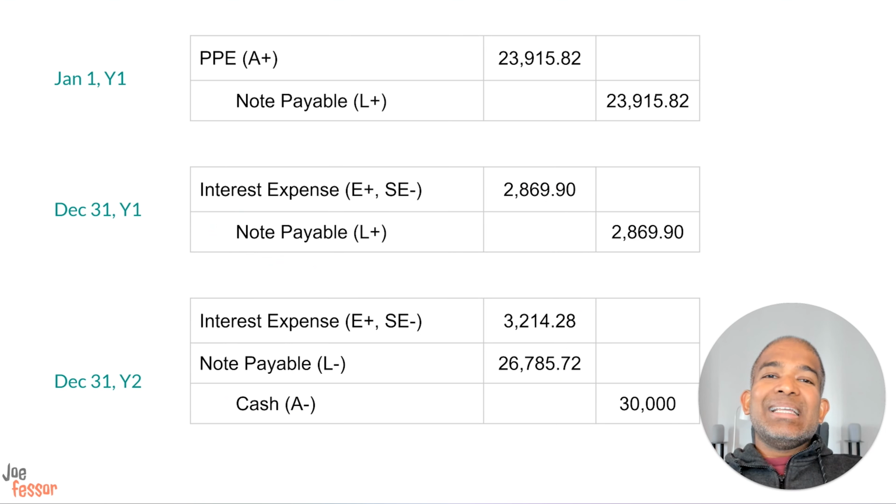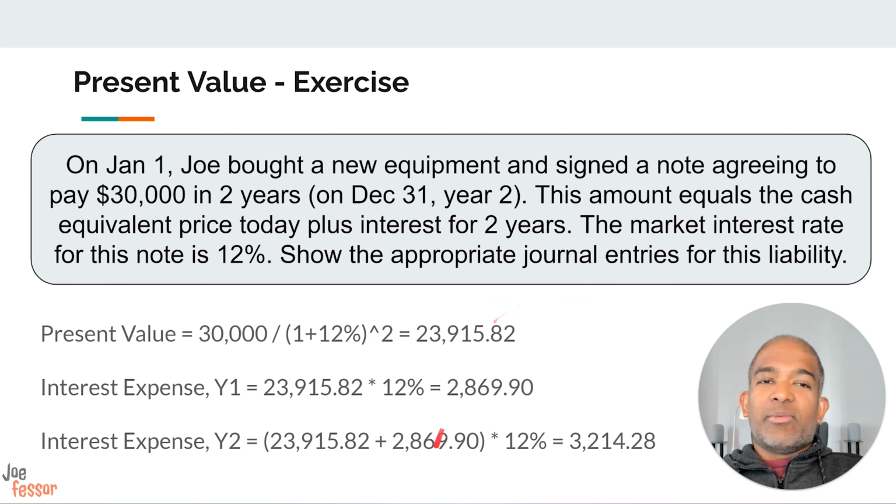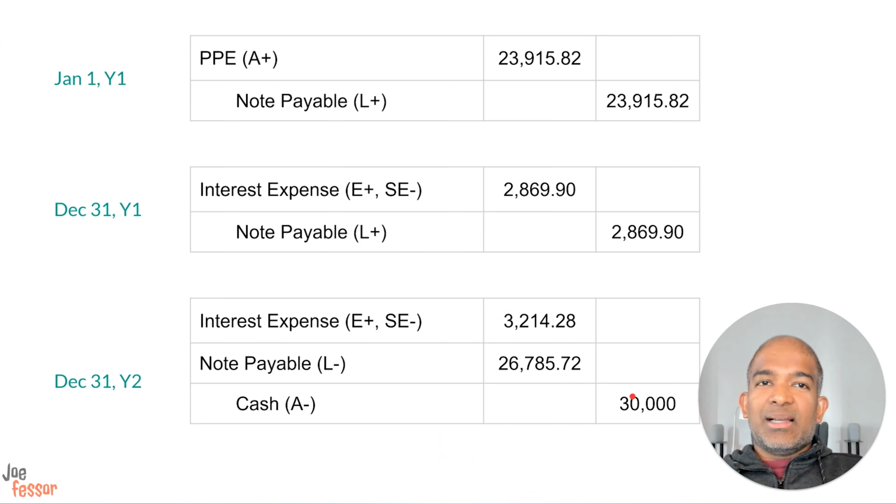And we also increase the note payable liability by the same amount. So now at the end of year 1, the total note payable liability would be the sum of $23,915 and the $2,869. And finally, as of the 31st December of year 2, because another year has passed, we've accrued another year of interest. In this case, the interest expense is $3,214, which we've also calculated in the previous slide.